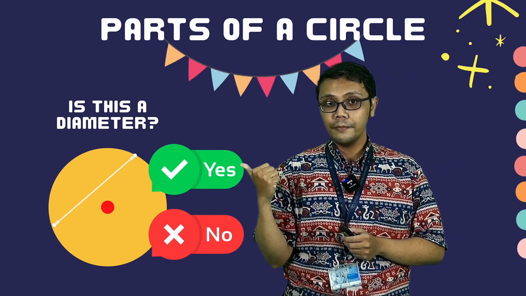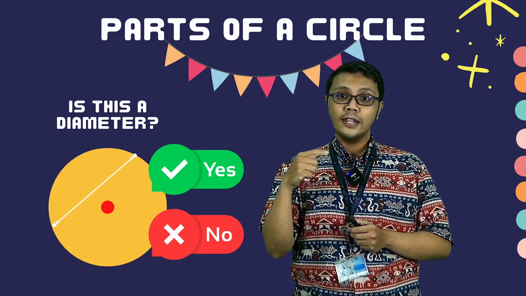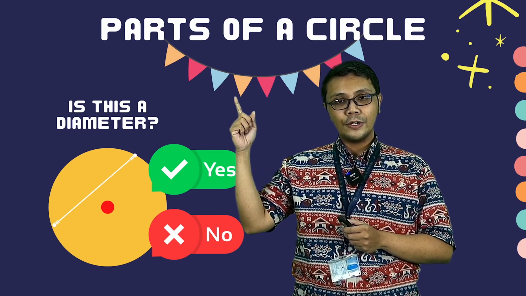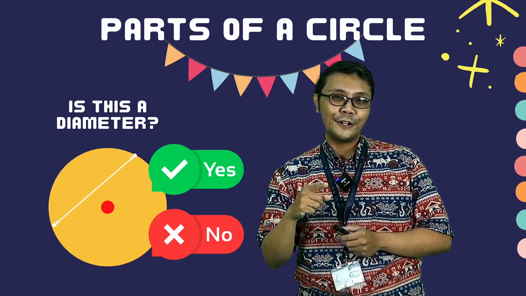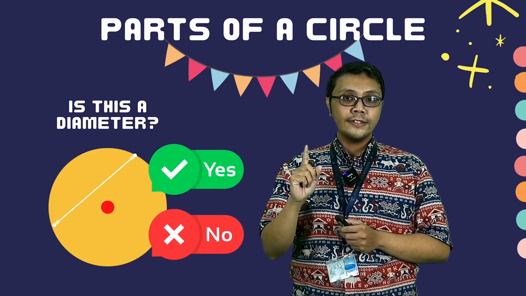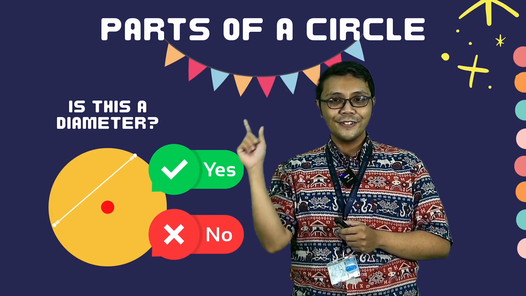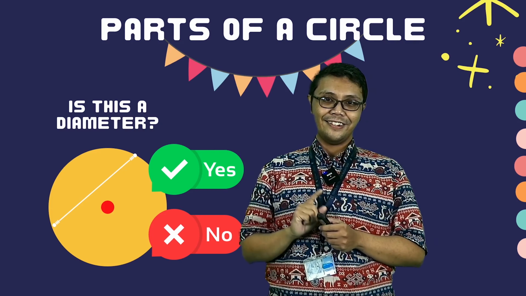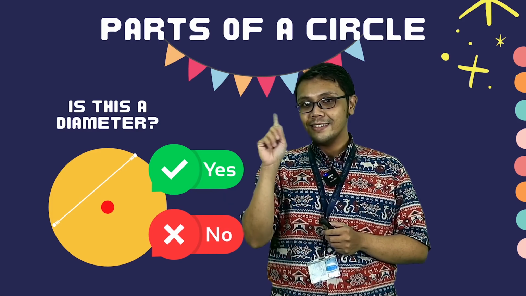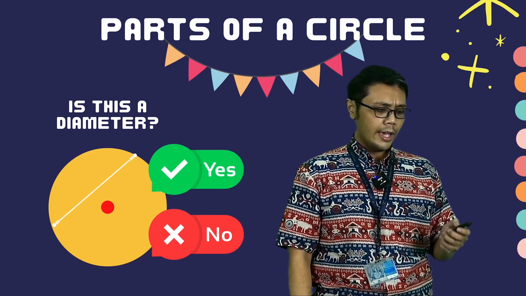Why? Can you explain that? Ooh, good job. This is not a diameter since the line that is connecting one side of the circle to the other side of the circle does not pass through the center of the circle, right? So the diameter has to connect two dots on the circle through the center. This picture shows you that this is not a diameter. How about this? Can you check your understanding again? Is this a diameter?